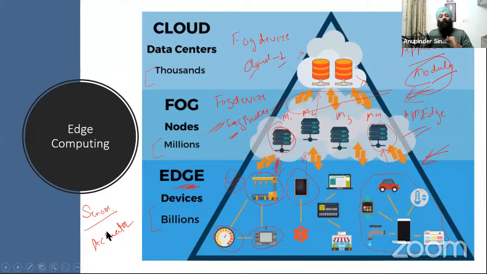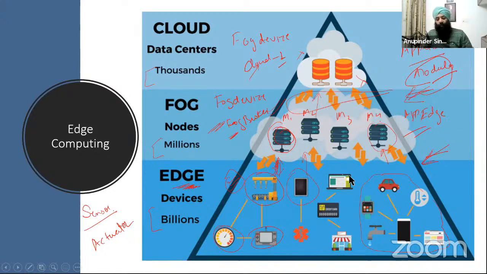So sensor and actuator at the bottom part, then fog device and fog broker at the middle part, and then cloud is also a fog device, but with the cloud flag enabled. And over these two layers, the application modules are being deployed and they are being connected through the app edges, right?